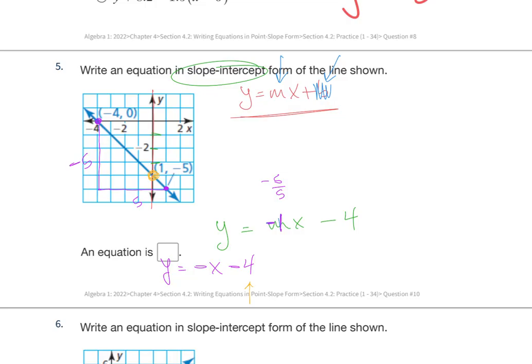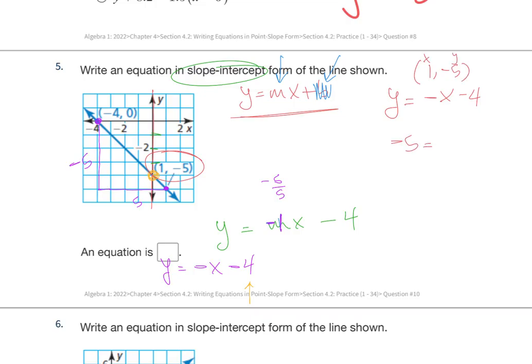But if we wanted to be like a million bajillion percent sure, we would plug this point in. And I just want to do that real quick. So y equals negative x minus 4. We're going to plug in 1, negative 5. So our x is 1, our y is negative 5.